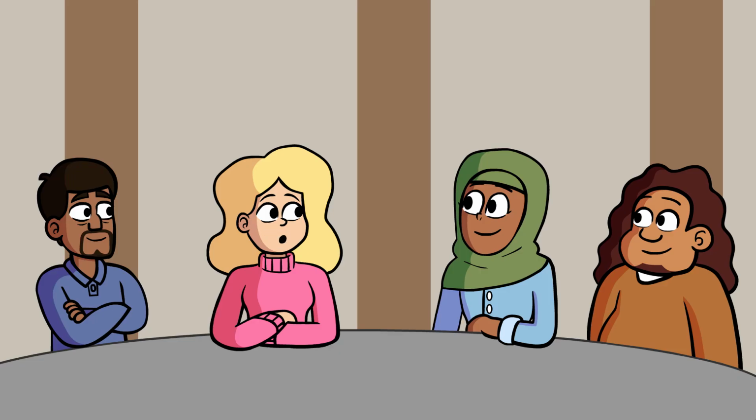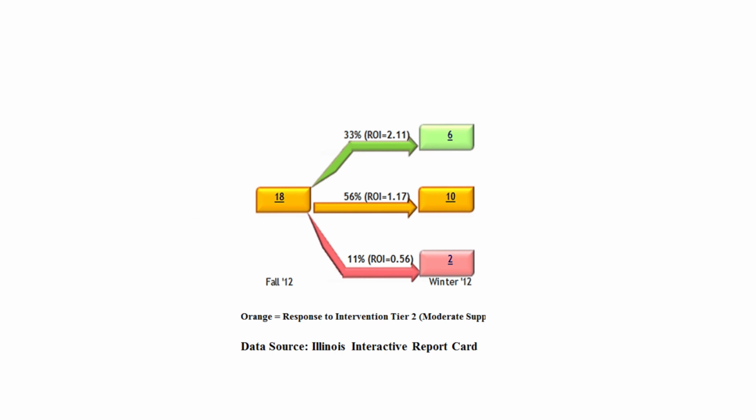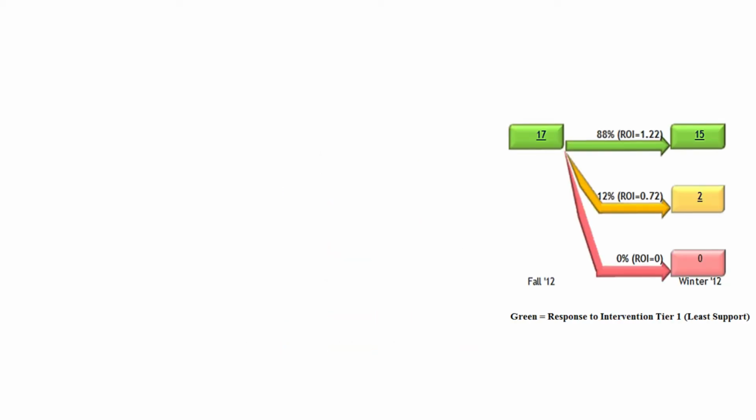Okay, so based on this, how effective were our different RTI programs? The Tier 3 interventions are not promoting student growth, and Tier 2 interventions are promoting growth for some students, but some students are falling further behind. And the Tier 1 students are generally staying in Tier 1.